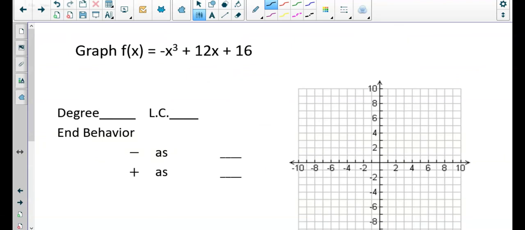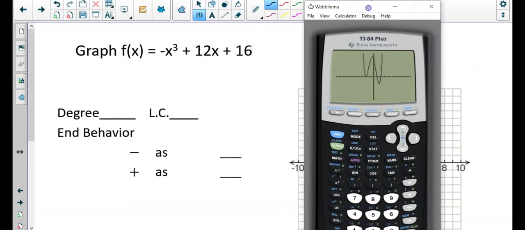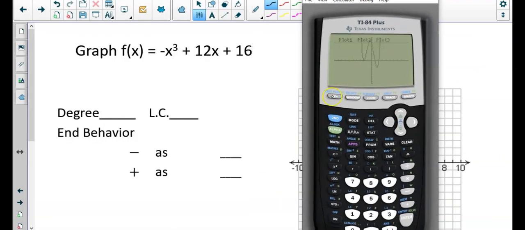All right, so for this one, we're going to put in our graphing calculator. So -x to the third power, come down, plus 12x, plus 16. Get an idea what it looks like. We've got a bounce, obviously. Go to our table, look for our zeros. Looks like we have -2.